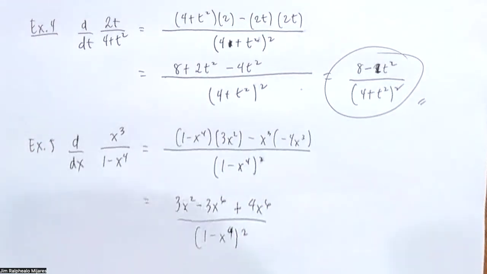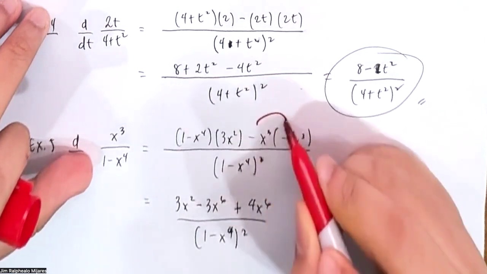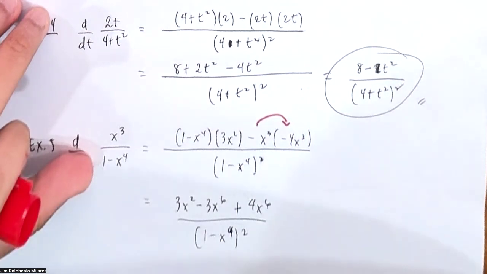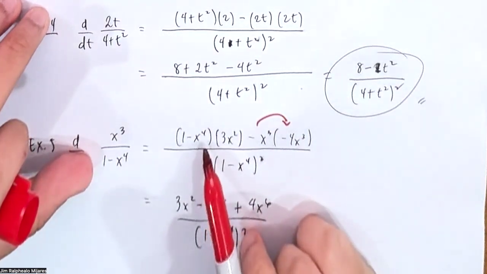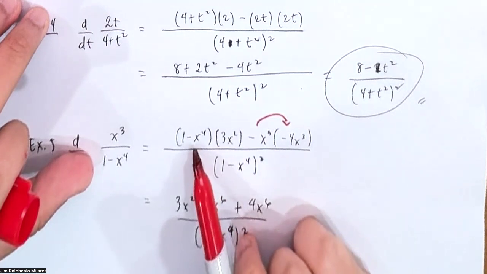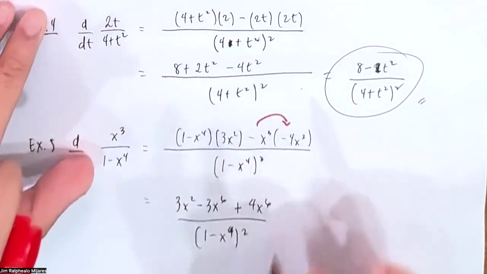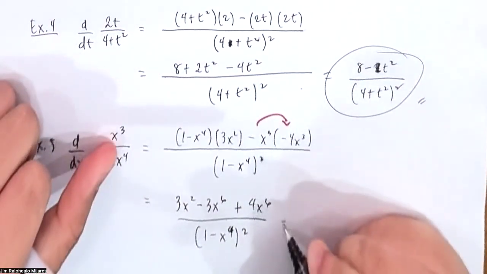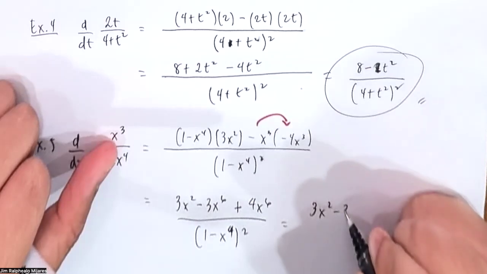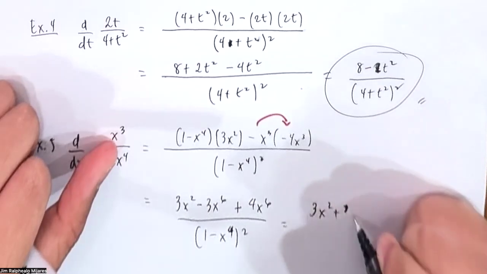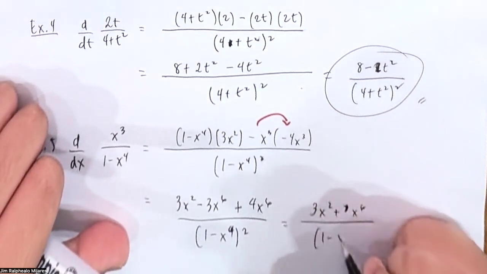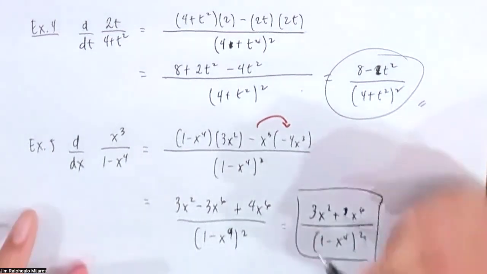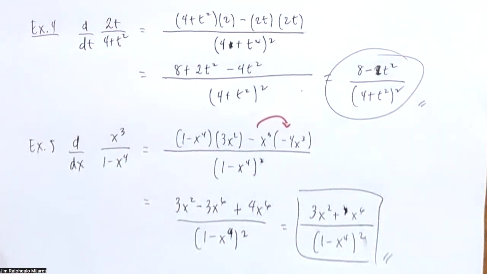Guys, don't forget the negatives. This negative right here, it gets transported here. Negative times negative is positive. Also, do not forget your laws of exponents. When we multiply exponents like x to the fourth times x squared, we add them. It becomes x to the sixth. Okay? So the final answer is 3x squared plus x to the sixth all over 1 minus x to the fourth squared. That's it. Okay?